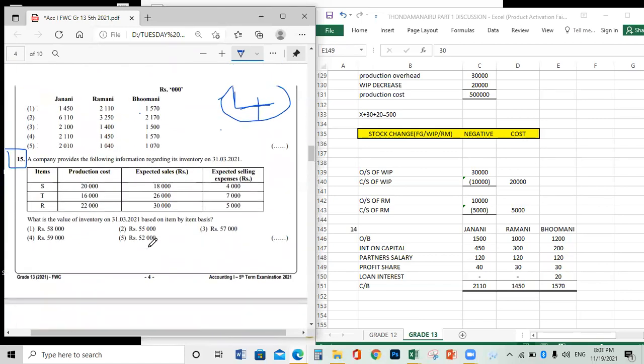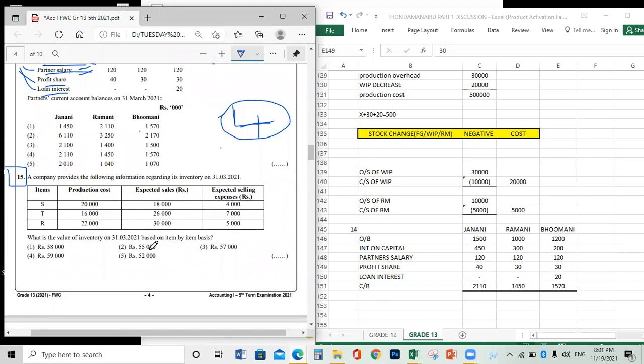So they say a company provides the following information regarding its inventory. What is the inventory on 31st March 2021 based on item by item basis? Guys, if you take standards, the easiest is LKS 2. LKS 1, where they teach about stated capital and share issue, are also easy. The difficult standards are like LKS 16. But if it is LKS 2, you can easily score marks.